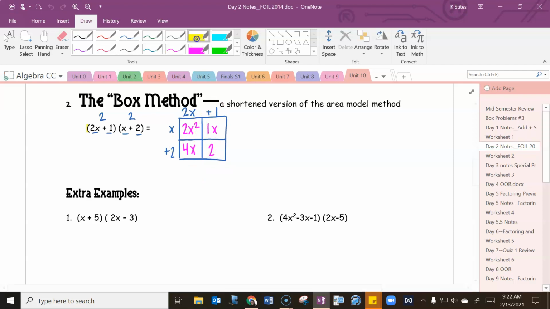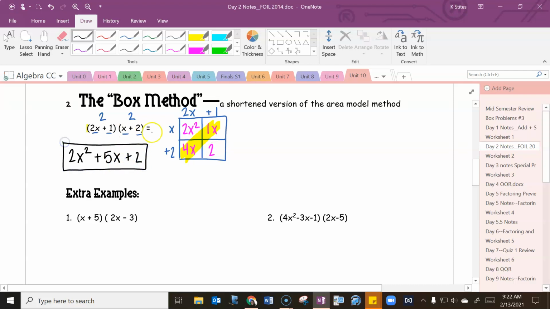And what you should see is that what generally happens is you have like terms on your diagonals, and then you're just going to go ahead and combine your like terms. So I have a 2x squared, 4x plus 1x is 5x, and a plus 2. And this is a really easy way to multiply any binomials or any polynomials actually.